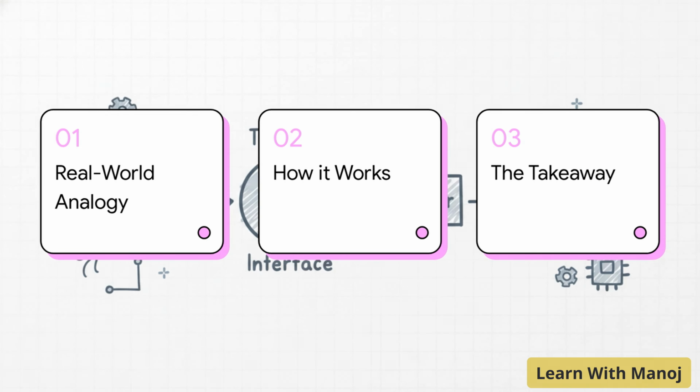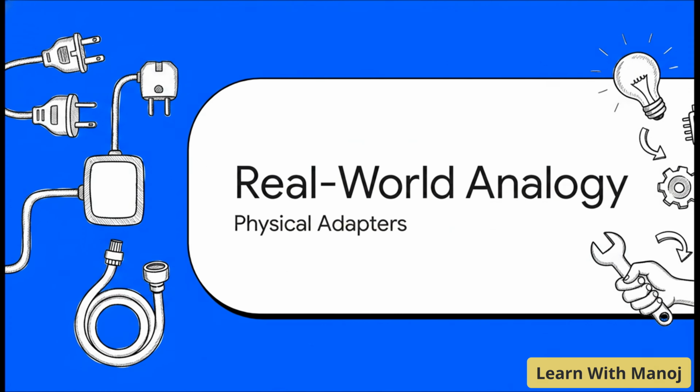So, here's our game plan for today. First, we'll hit Chapter 1, the real-world analogy. Then, Chapter 2, how the concept works. And finally, Chapter 3, the takeaway. Easy enough, right? Okay, let's dive into this.